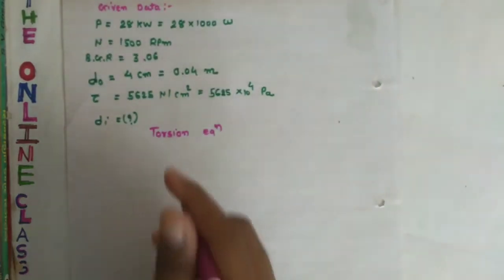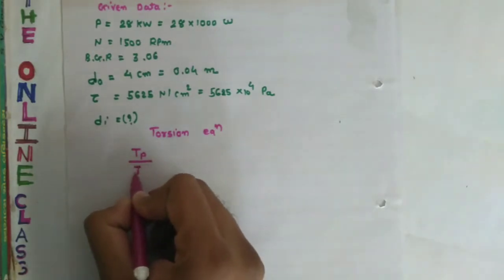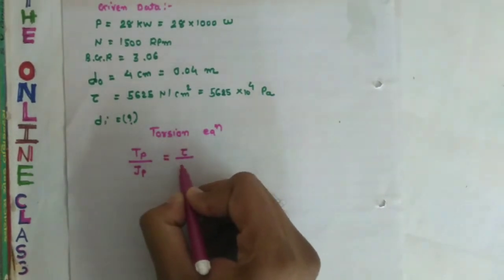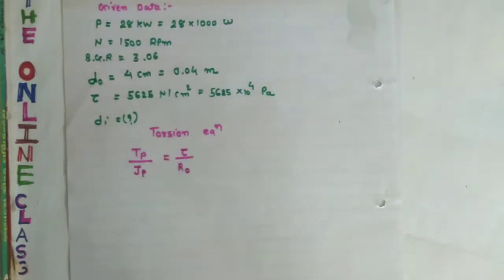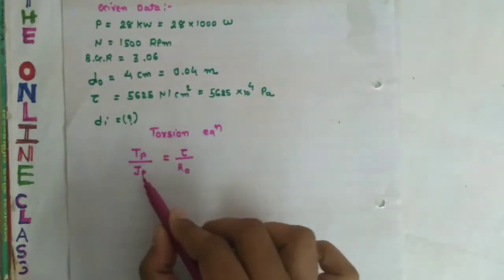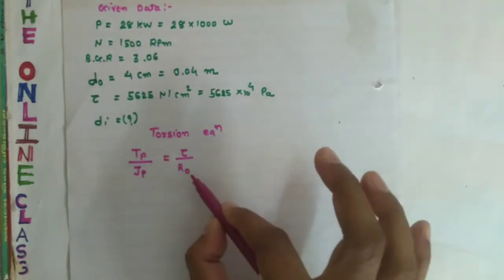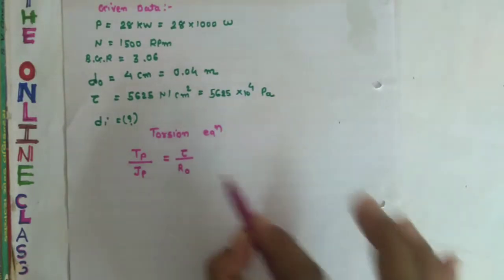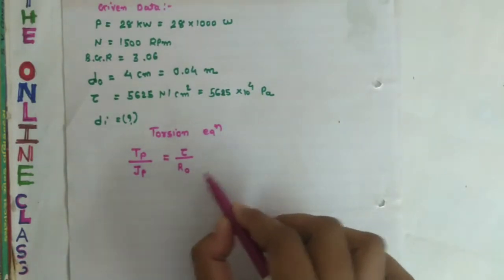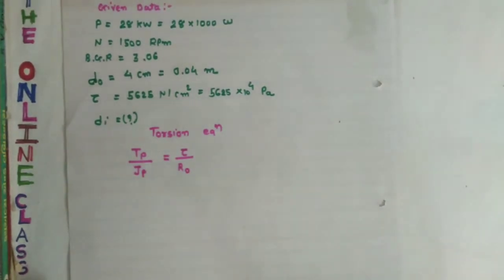So what is the torsion equation? Torsion equation is TP divided by JP is equal to tau divided by RO. Here TP is equal to torque of propeller shaft, JP is equal to polar moment of inertia, tau is our safe shear stress, and RO is the outer radius. Where can we find the outer radius? Outer radius is equal to the outer diameter divided by 2.